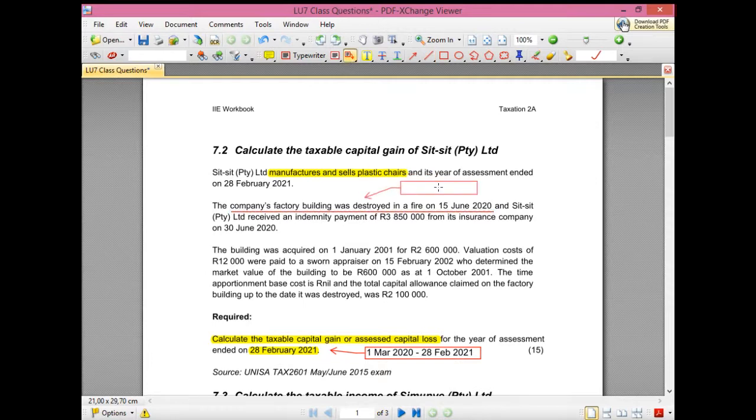Now this is an involuntary disposal. So we did not want to dispose of it, it burnt down. It is viewed as if I've disposed of it now. And we received the indemnity payment of 3.85 million from the insurance company. So that is your proceeds amount.